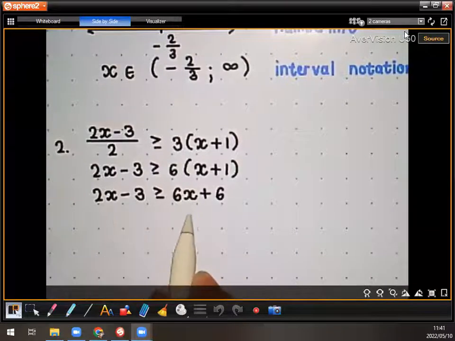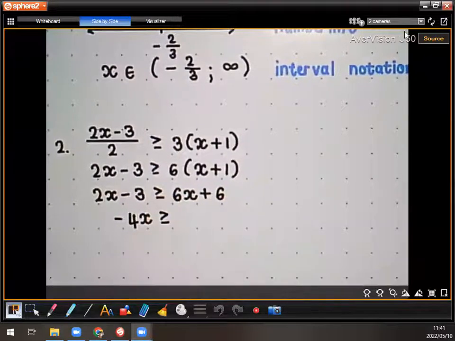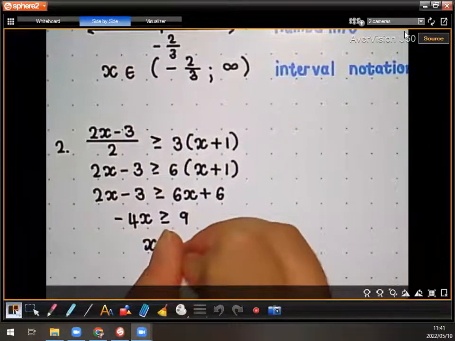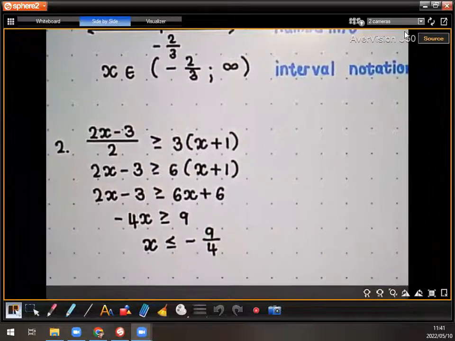What's 2x minus 6x? -4x. What is 6 plus 3? 9. Now I'm going to divide by -4, right? So now I need to swap the sign. So x is going to be smaller than or equal to -9/4. And that's really as complicated as it gets.